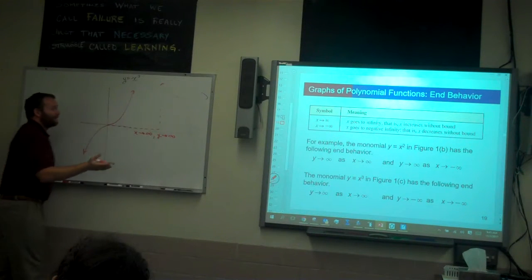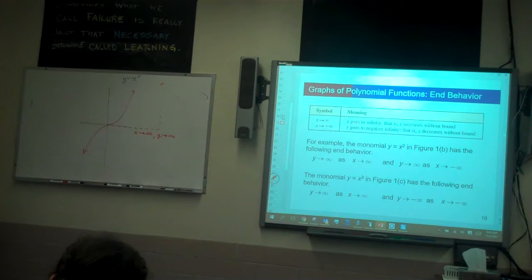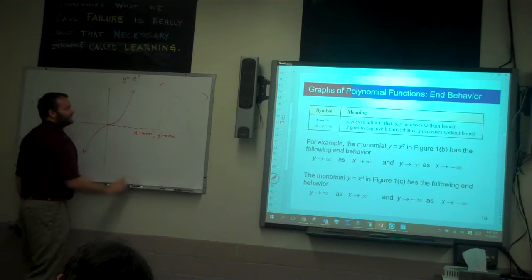And think about it: if I take a large x value, if I take 1,000 and I raise it to the 3rd power, I've got 1,000 times 1,000 times 1,000 for my y value, right? It's a really big number, correct? A really big positive number. So as x goes to infinity, y goes to infinity.